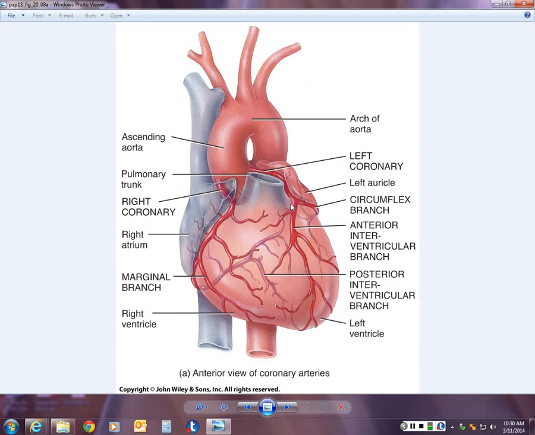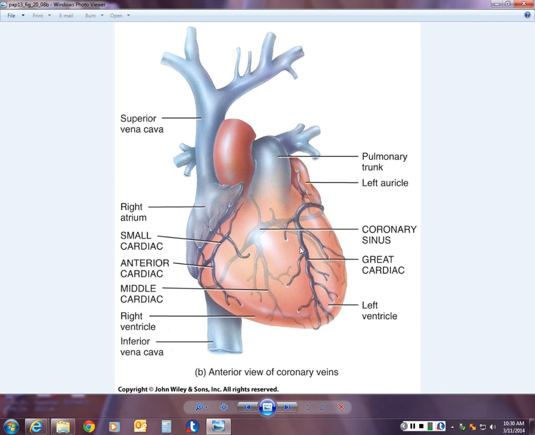Now, I do want you to be familiar with one of the branches off of the left coronary artery. It's called the anterior interventricular branch. It runs in the anterior interventricular sulcus. The job of this vessel is to supply most of the oxygenated blood for your ventricles. Very important, because the ventricles are the workhorse of the heart. They're the chambers that do the most work, so consequently the vessel that supplies most of the oxygenated blood to those ventricles obviously is going to be important as well.